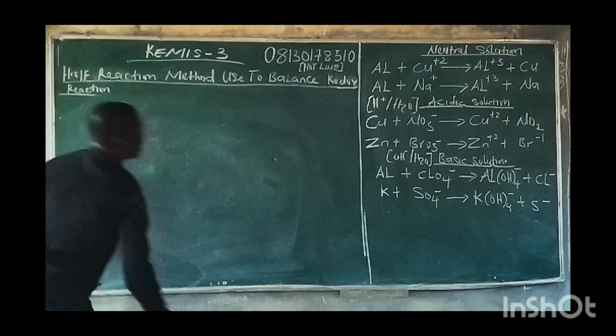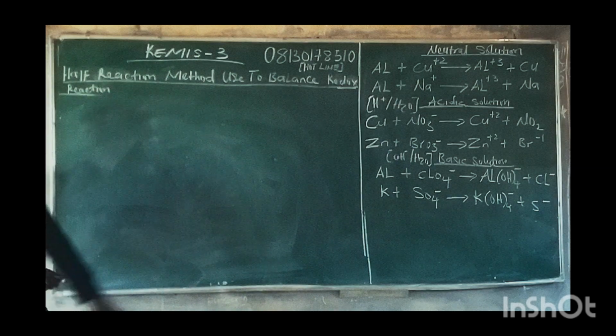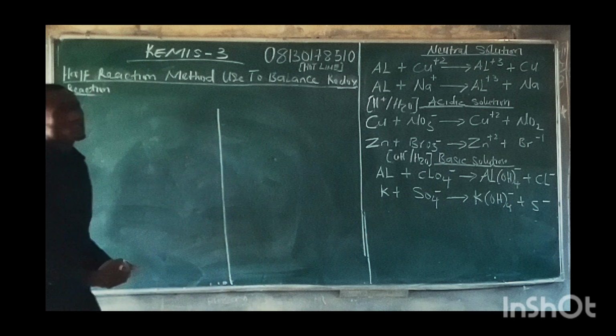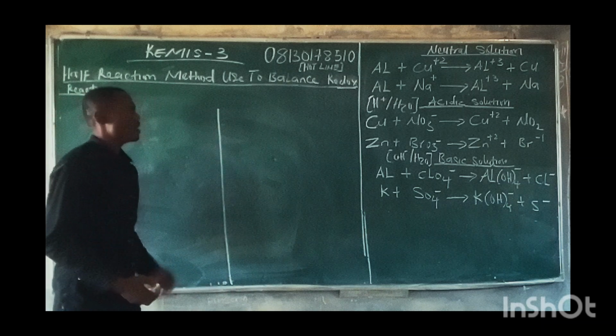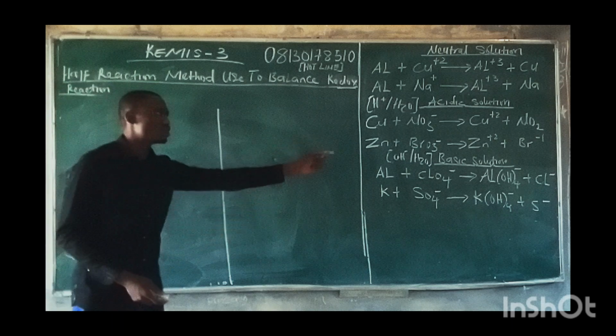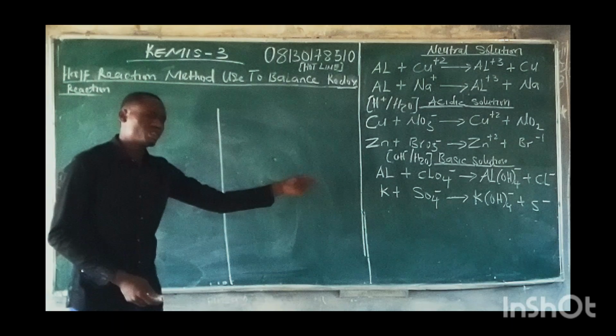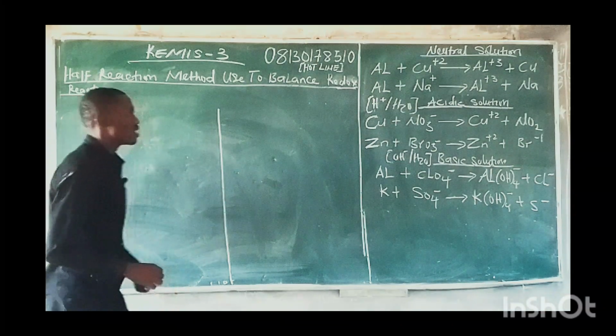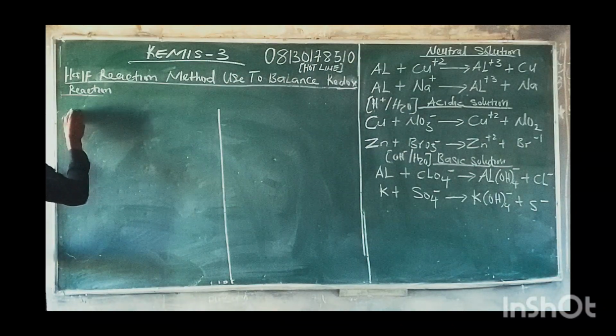Alright. Now, I'll need to divide the board into 2 because it's going to take some extra steps to solve that problem. Remember I told you that in acidic solution, you are going to add in hydrogen and water during the process of balancing the equation. Let's see the first step. Let's just write out the equation first.